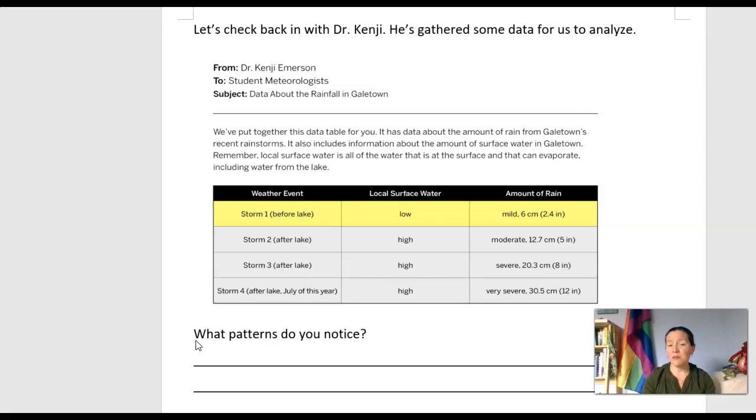That makes me think that maybe surface water isn't the only thing contributing to the severity of the storms, but I'm definitely noticing that Storm 1 had less rain than all the other storms, and that was before the lake was built.